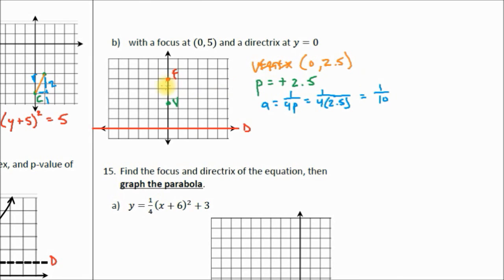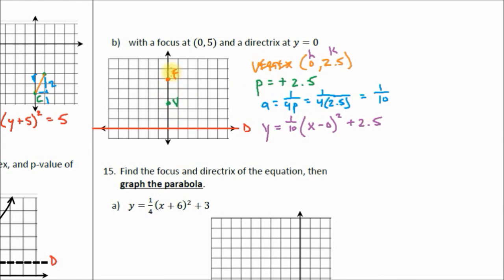A value is positive. We know that because the parabola is facing up. We've got A, we've got H, and we've got K. Let's write our equation. Y equals 1 over 10 times, again, H is 0, so x minus 0 squared, plus our K value, which is 2.5. And let's go ahead and graph our parabola.